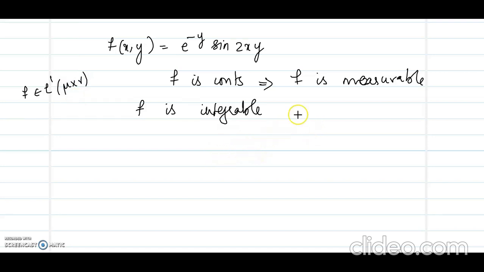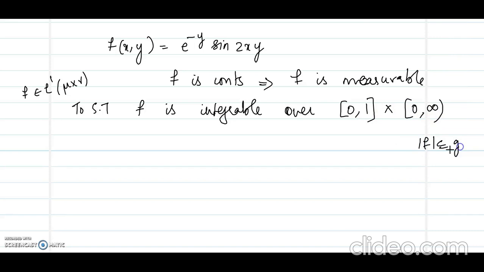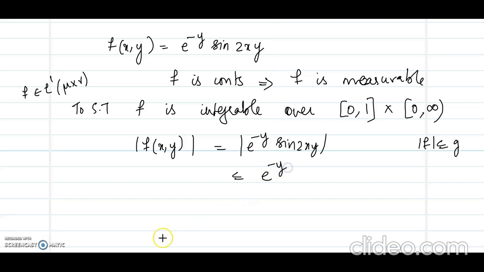Only then can we use Fubini's theorem. So we need to show that f is integrable over x cross y. So that will be closed interval 0 1 cross 0 to infinity. For that we will use the result mentioned earlier. So if you have mod f less than or equal to g, and g is integrable, then f will also be integrable. So mod f of xy will be equal to mod e raised to minus y sin 2xy. So as you know, mod sin 2xy will be less than or equal to 1. So this will be less than or equal to e power minus y.